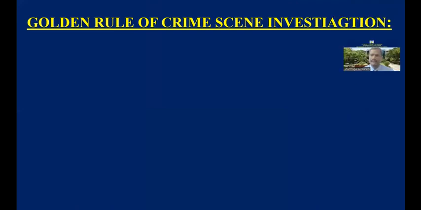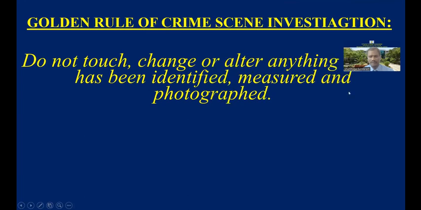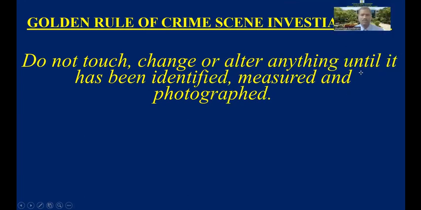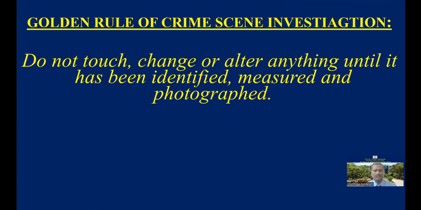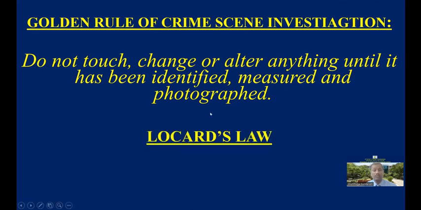So now we see that there is a golden rule in crime scene investigation. What is the major golden rule? We have to think: don't touch, don't change or alter anything until it has been identified, measured and photographed. This is one of the major golden rules followed by any investigator before entering the crime scene. They must understand the rule we have to follow in the crime scene.